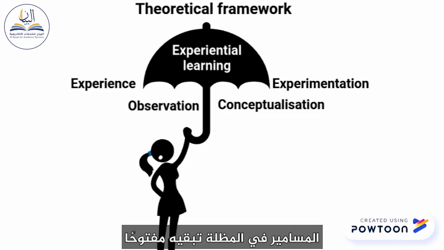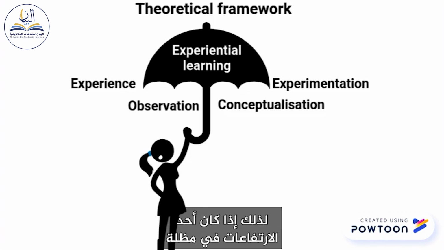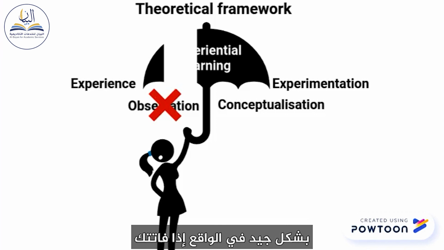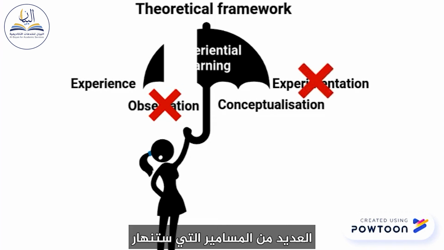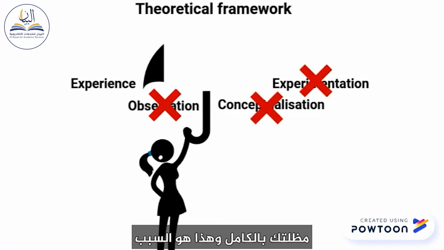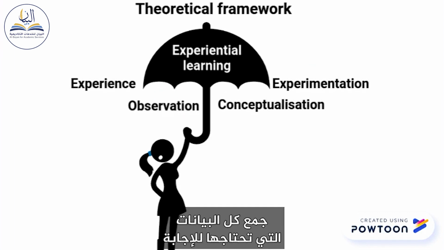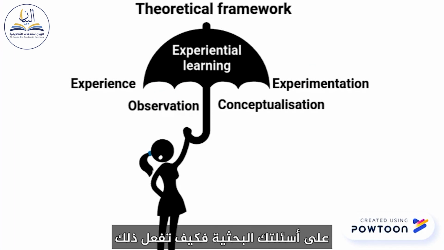Now, you would know that the spikes of an umbrella keep it open. So if one of the spikes in your theoretical framework umbrella was, for example, missing, your umbrella would not work very well. In fact, if you miss several spikes, your umbrella would collapse entirely. This is why it is important to have a really comprehensive theoretical framework. It will help you collect all the data you need to answer your research questions.